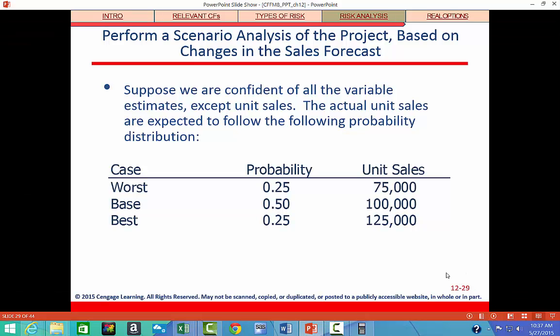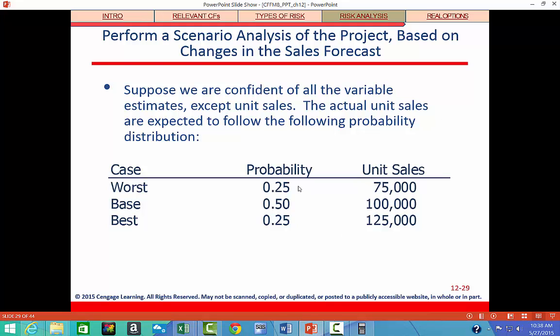So we talked about the sensitivity analysis. The second type of risk analysis we could do is scenario analysis. And that's where we have the base case, and we assign it a probability, and we have a worst case scenario and a best case. So we've got just three different situations: worst, best, and what we originally expected.